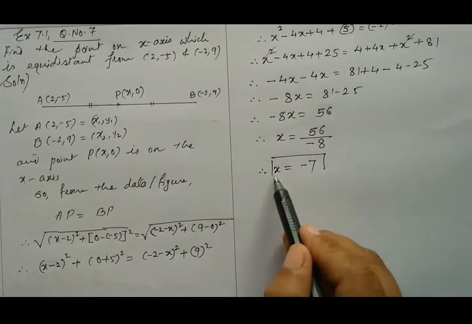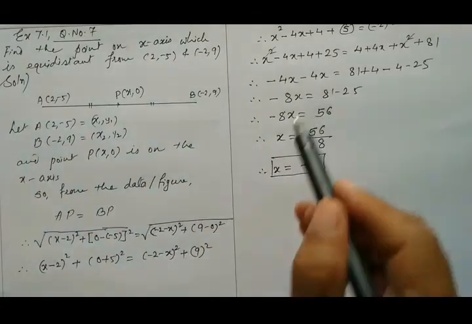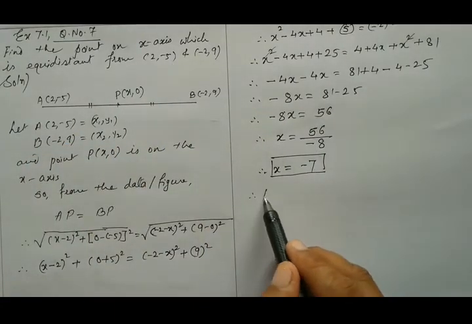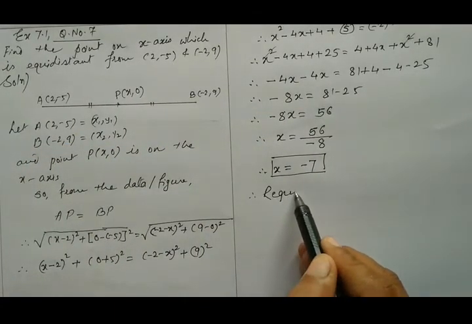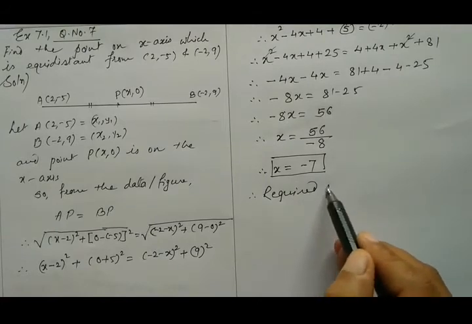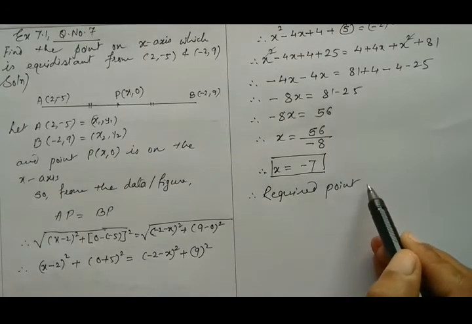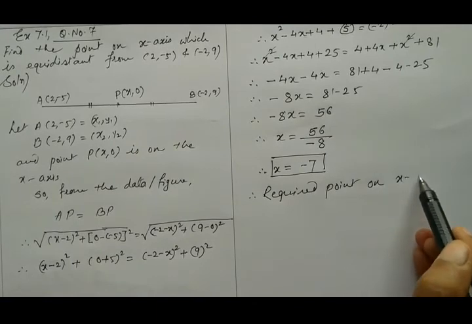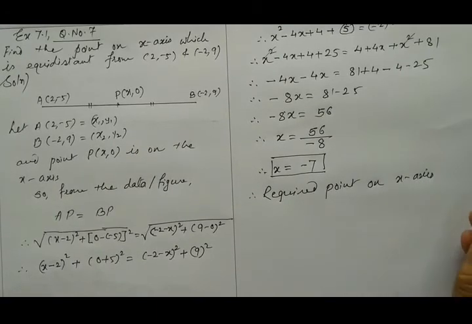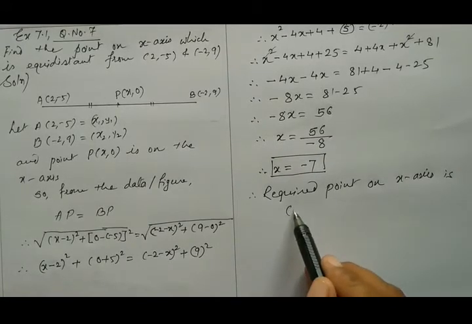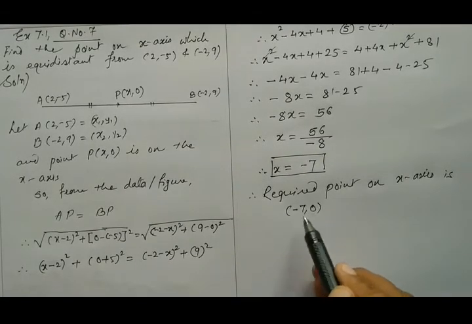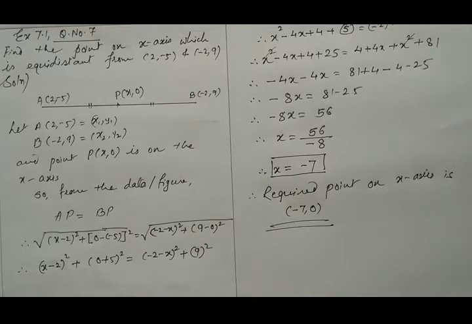So find the point on x-axis which is equidistant. Therefore the required point on x-axis is minus 7 comma 0. This is your answer. Hope you have understood this question number 7.